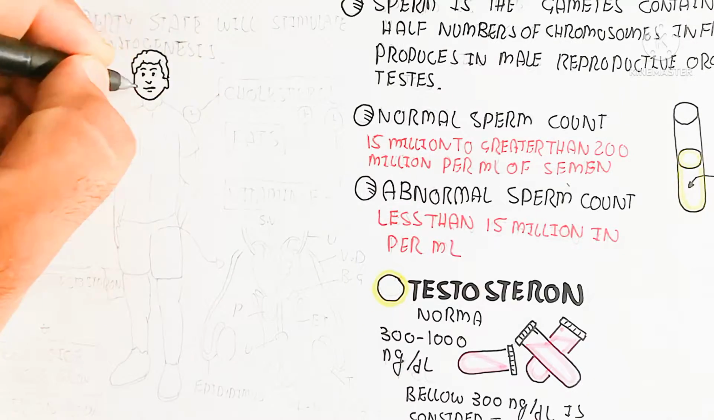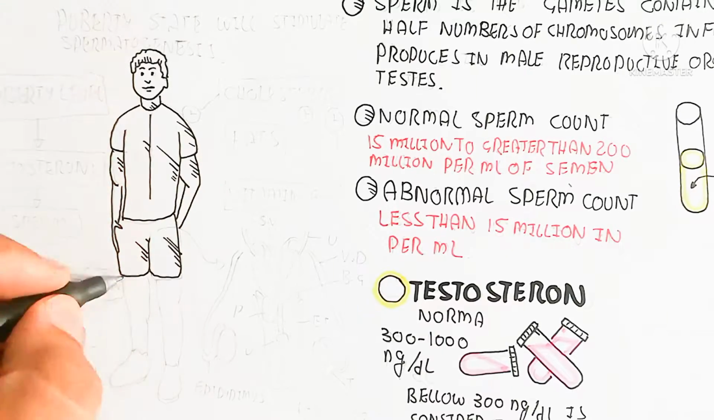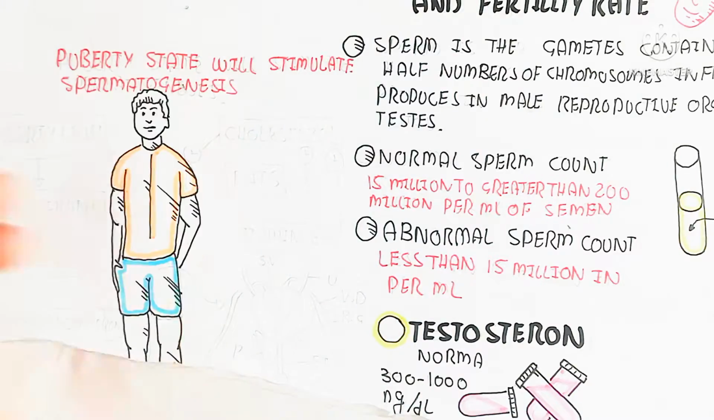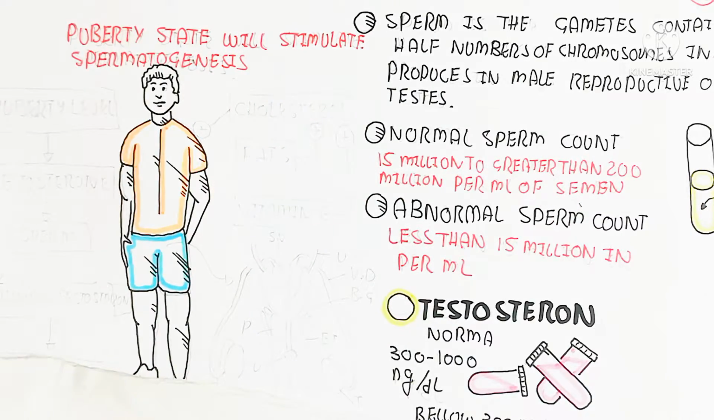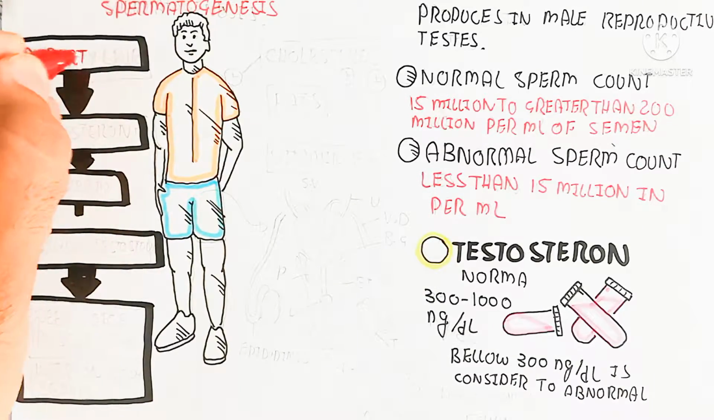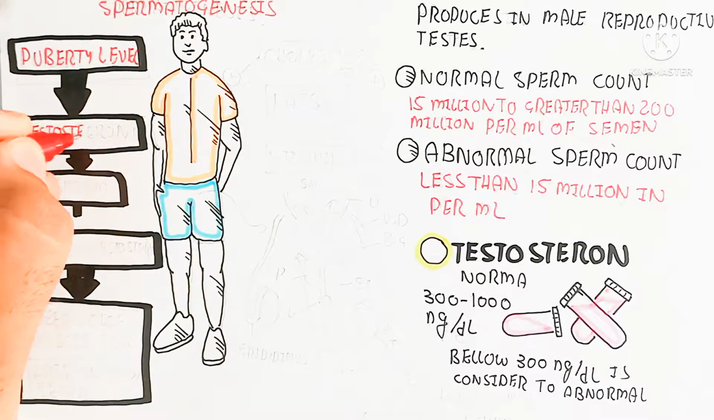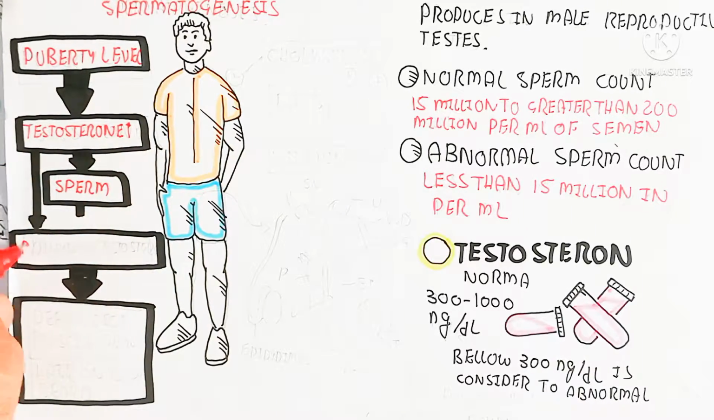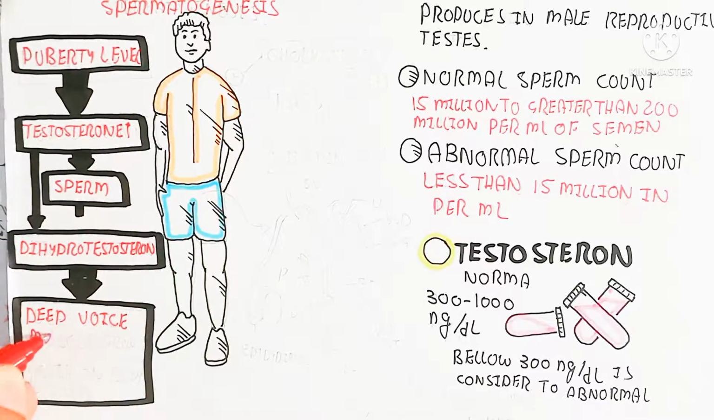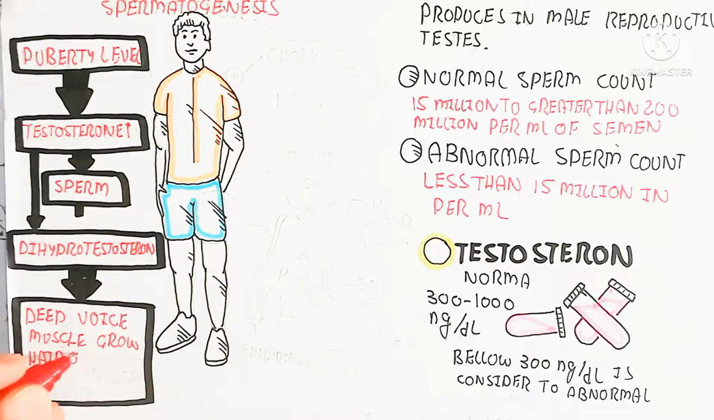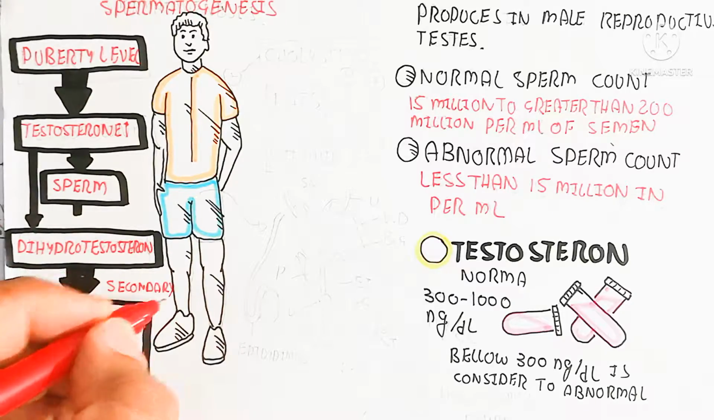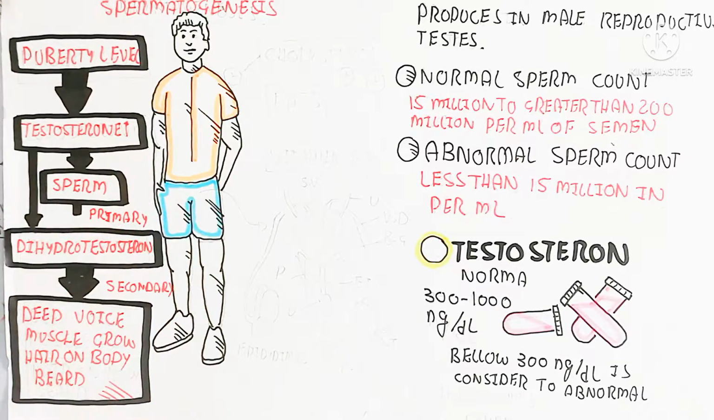Let's begin to understand how puberty stimulates spermatogenesis. Spermatogenesis means the formation of sperm from the testes. During puberty, testosterone increases. How? Because our pituitary gland stimulates the follicle stimulating hormone in the testes to bind with the Leydig cell to produce testosterone, which stimulates sperm formation and dihydrotestosterone conversion. That gives the secondary sexual characters: deep voice, muscle growth, and hair on the body and beard.